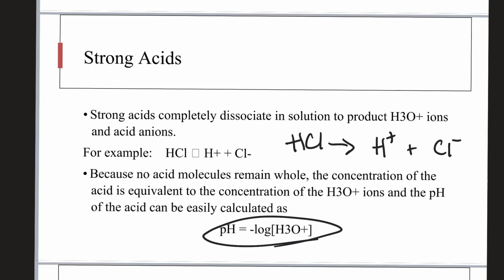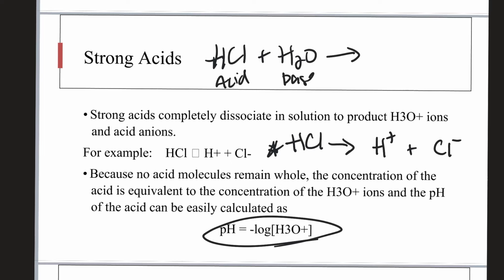If you think about this reaction, what's going on is, if you were to dissolve this in water, so HCl plus H2O, what's going to happen completely is that HCl being the acid, H2O being the base, the acid is going to donate its proton, its hydrogen, to the water, and so now water is going to be H3O plus, which is your conjugate acid, plus Cl minus, which is your conjugate base.